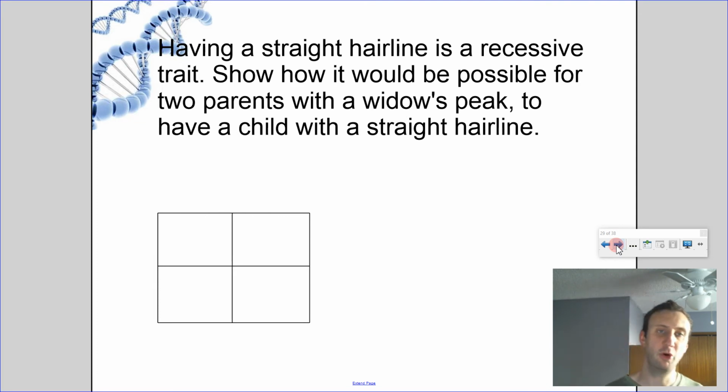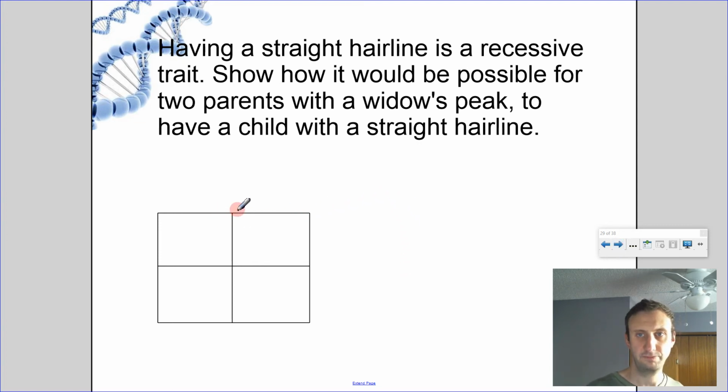So here's one more. Having a straight hairline is recessive. Okay, show how it would be possible for two parents with a widow's peak to have a child with a straight hairline. So first of all, I should ask, is it possible? Is it possible for two parents with a widow's peak to have a child with a straight hairline? What do you think? Okay, and let's try this. Why don't we use H? Or let's use W, I guess. W is tricky because the uppercase and lowercase is really similar, but we'll be careful here.